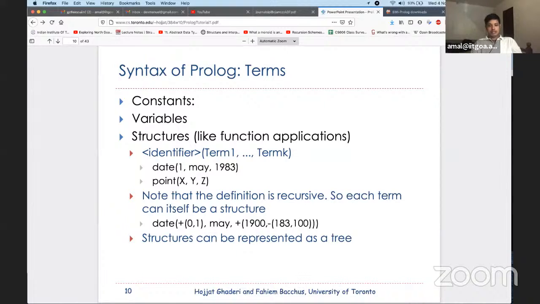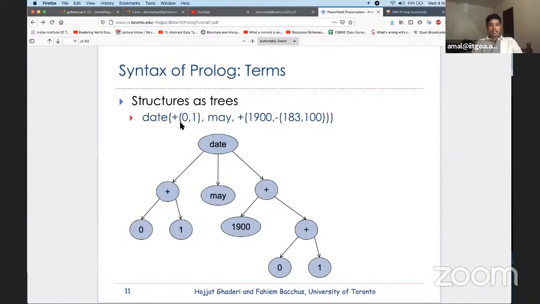Structures can be represented as a tree. If I have a relation or structure like this, how would it look? It will have date at the root. Then it has three arguments: this term, this term, and this term. So 0 plus 1, then May, and 1900 plus 0 1. These three terms.